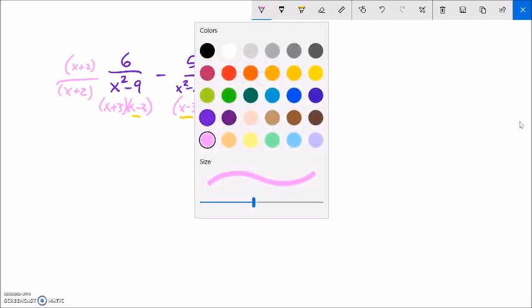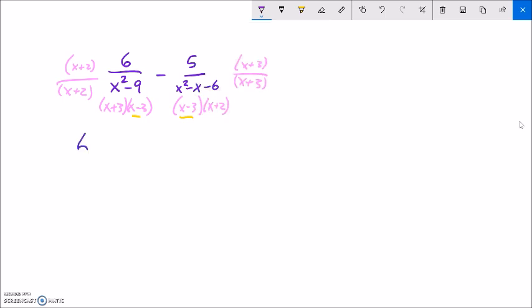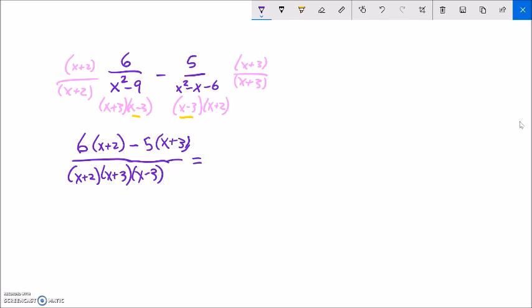So if I combine these up now, so now I have 6 times that, so 6 times x plus 2, and that's going to be over x plus 2 times x plus 3 times x minus 3. And they have the same denominator, x plus 2, x plus 3, x minus 3. So I can combine them. So then that's minus 5 times this. So that denominator, I'm going to leave that factored. I'm going to leave that as it is. X plus 2 times x plus 3 times x minus 3.